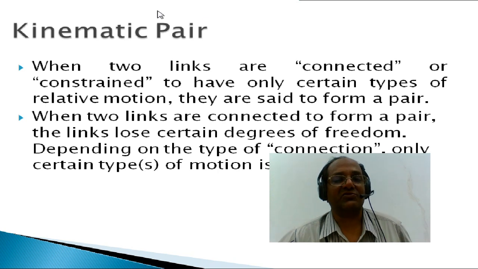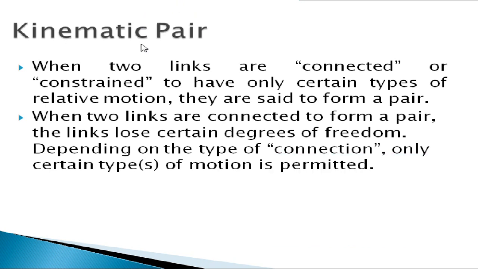Once we have seen the definition of a link, we will see the definition of a kinematic pair. As the word pair indicates, there are 2 links. So as we guess, a kinematic pair is a connection of 2 kinematic links. When we say connection, it indicates that both links are constrained to have only certain types of relative motion. For example, a link floating in air, as we have seen, has 6 degrees of freedom.